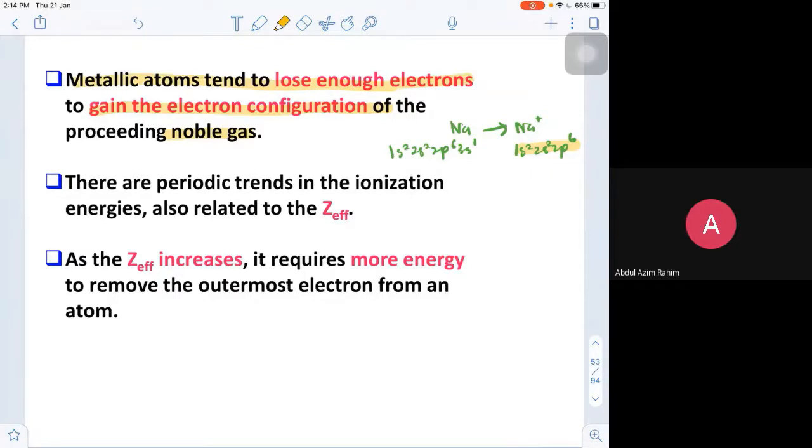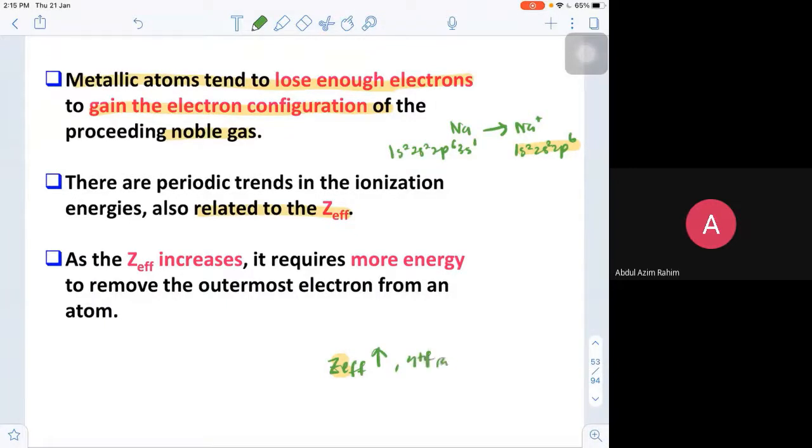So when we talk about trend, we want to relate the ionization energy with the trend in the periodic table. The trend of the ionization energy of different elements in the periodic table is actually also related to the Zeff. It is because we know that the Zeff is the net charge that is felt by the valence electron towards the nucleus. The value of Zeff will determine how strong the attraction is between the valence electron and its nucleus. So of course if we have a high Zeff value, we know that the attraction is strong.